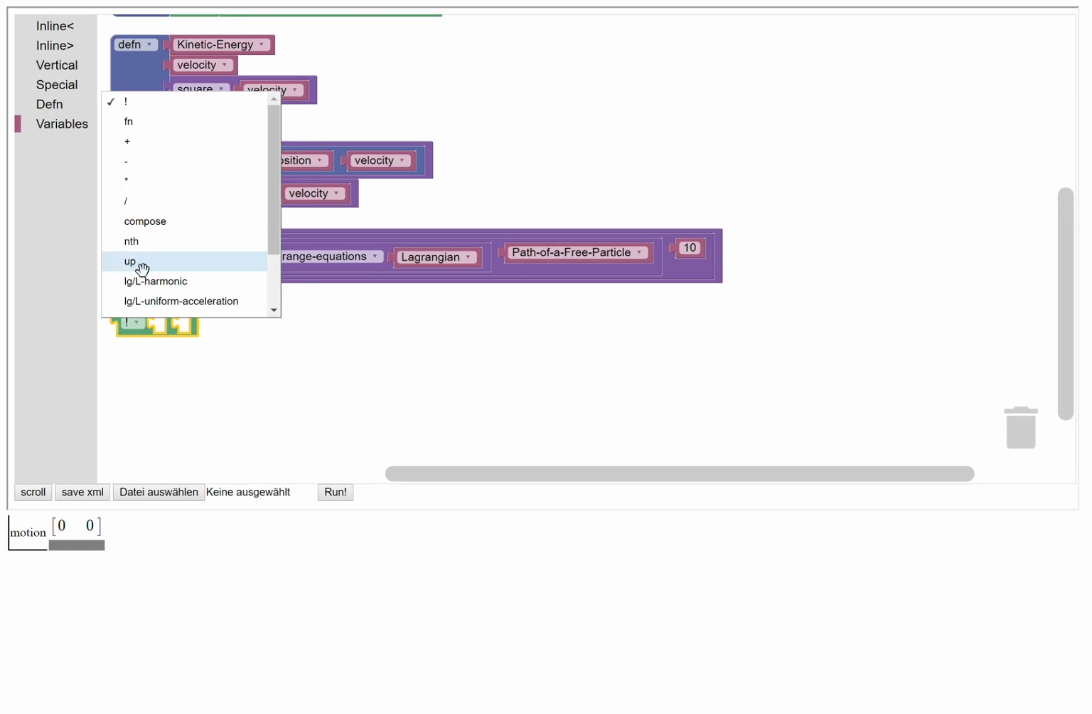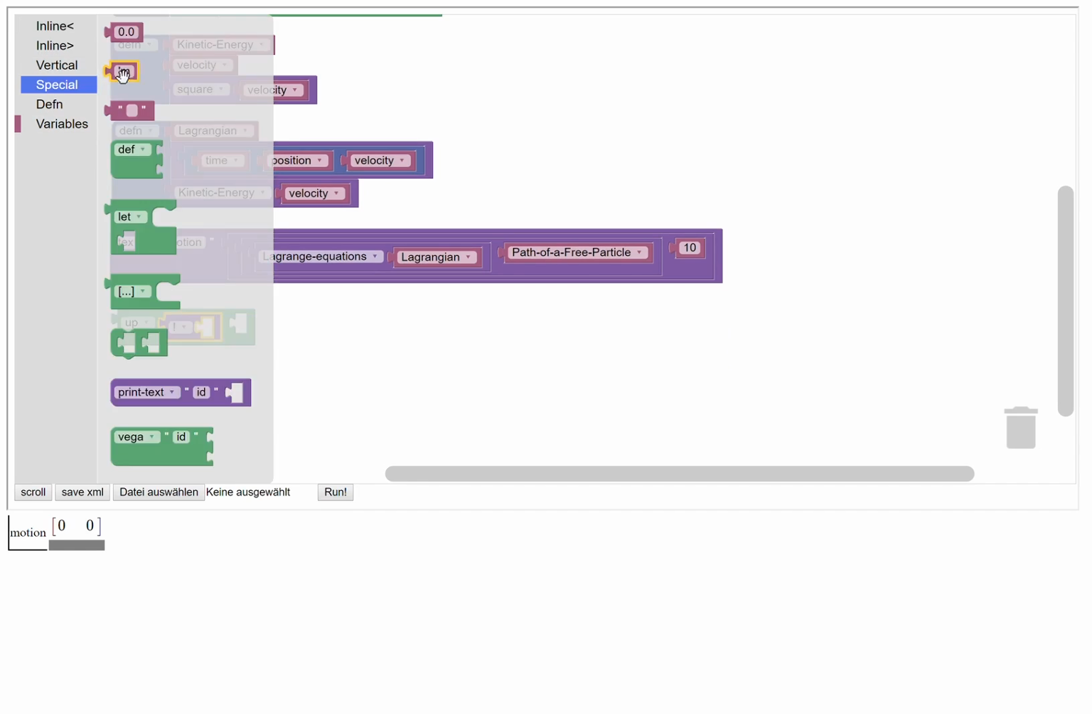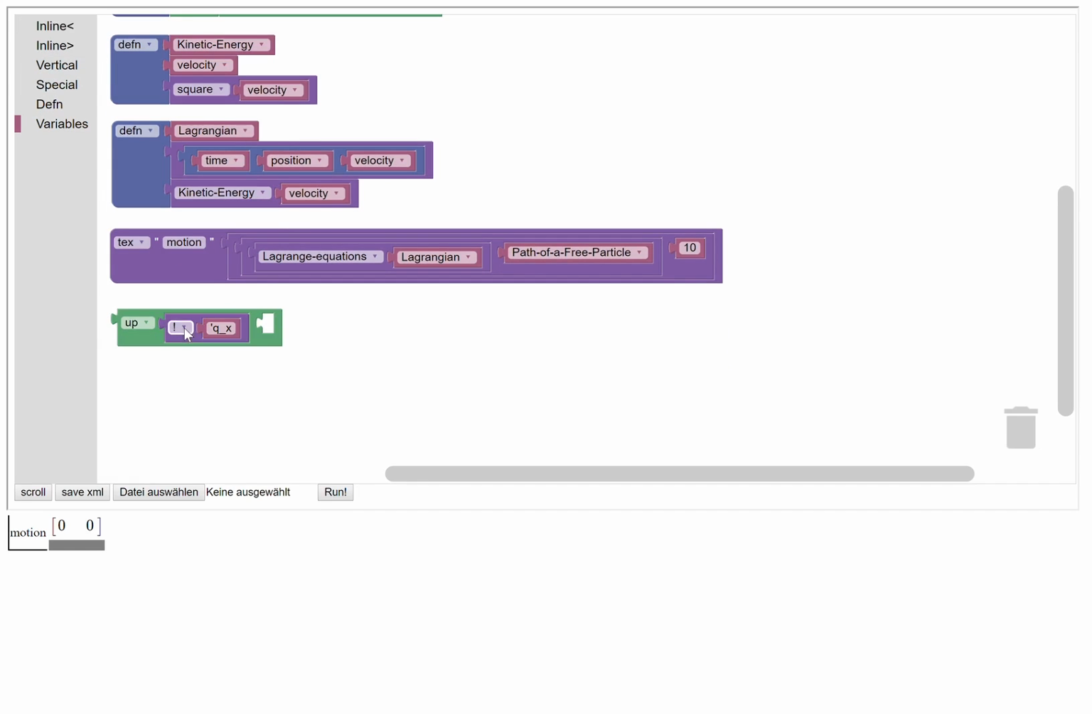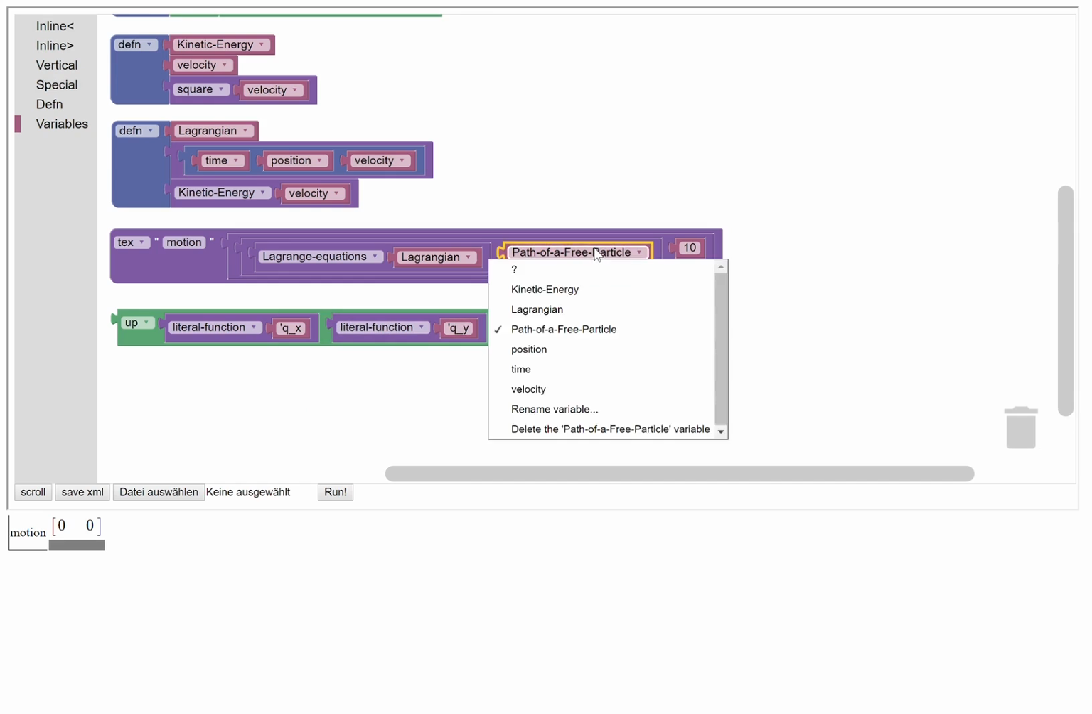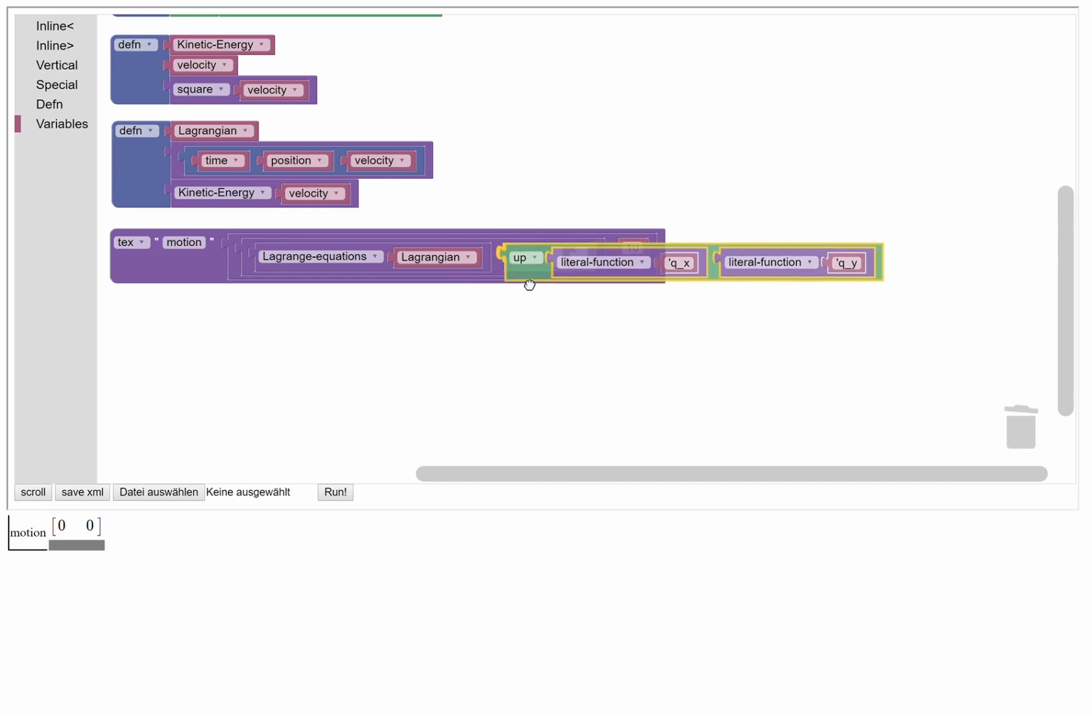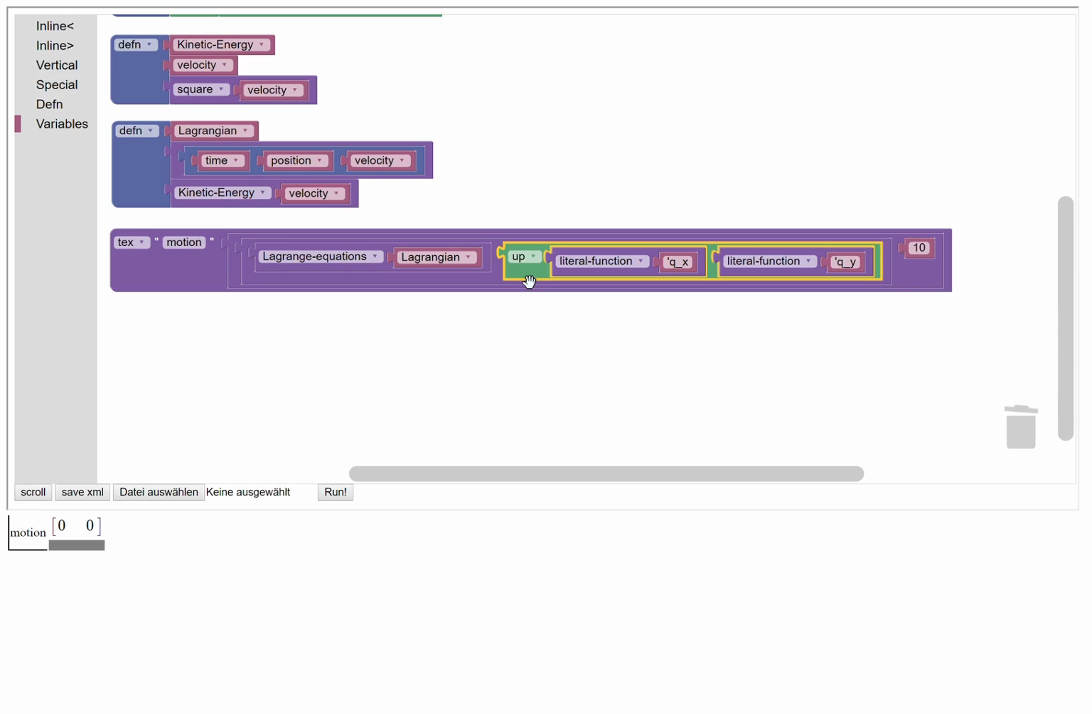I create a vector of two arbitrary functions. Call them qx and qy. Then I do the replacement of the specific path with the arbitrary path. After running the workspace again, we see the general equations of motion for the free particle.